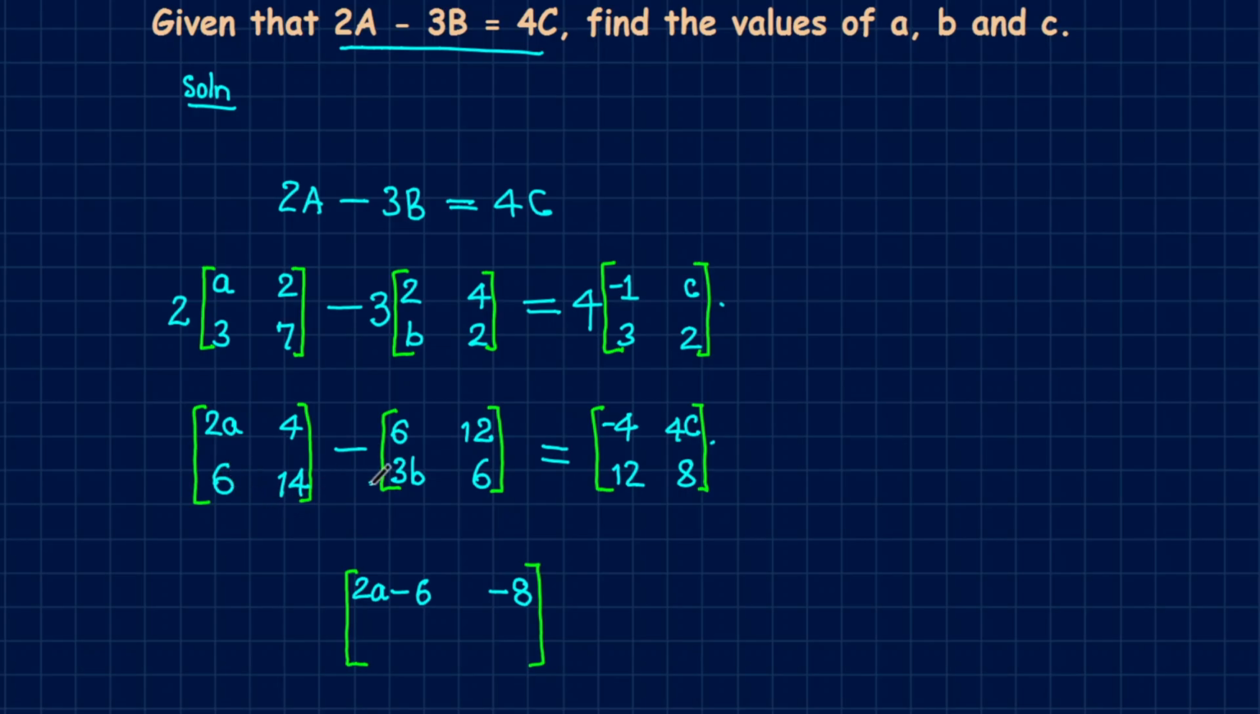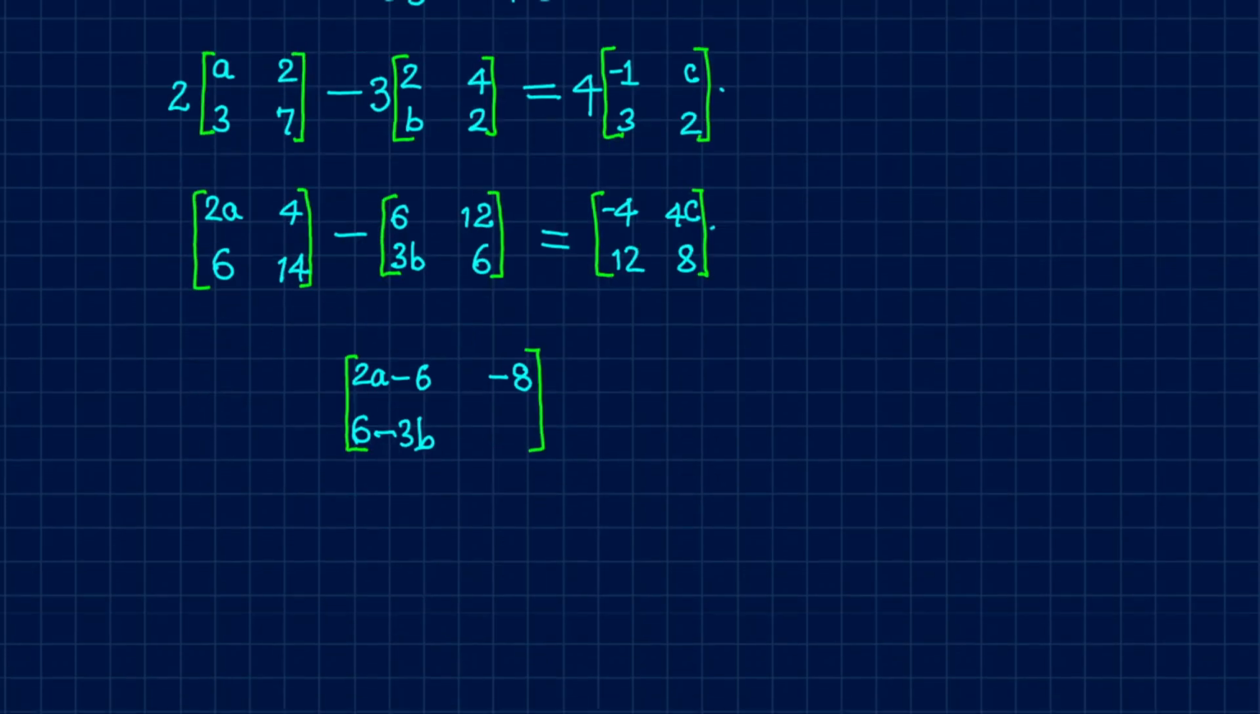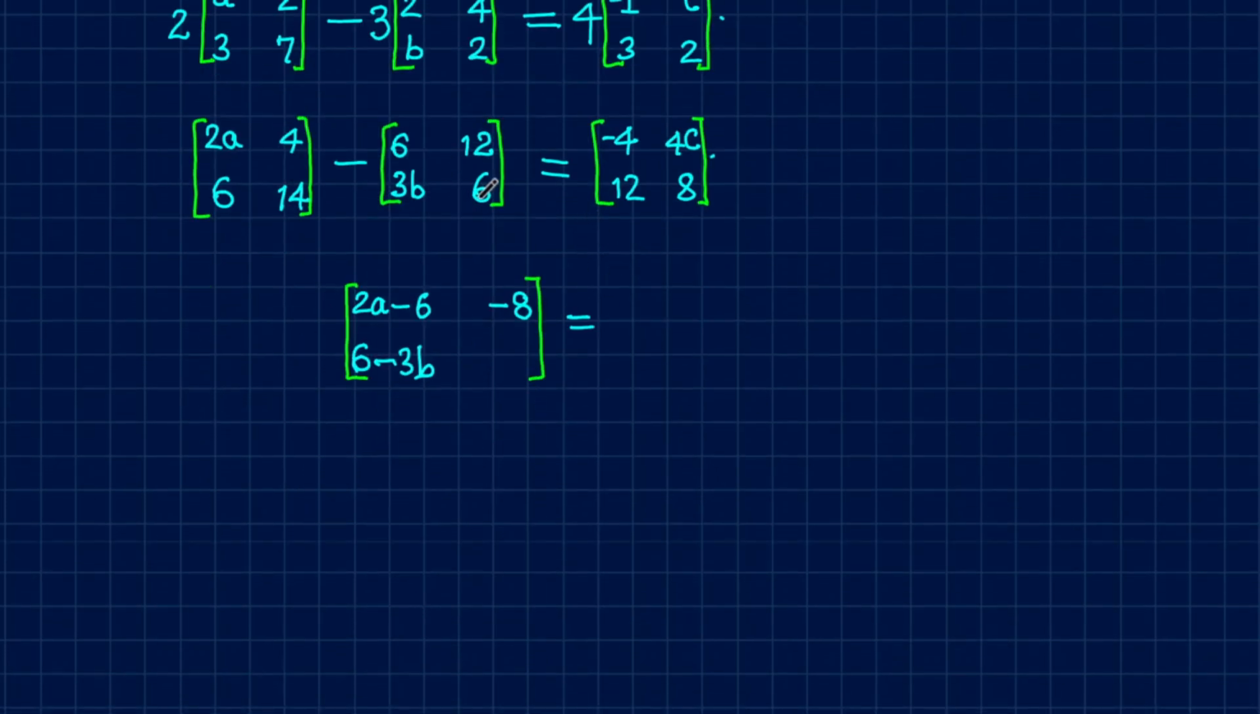So doing the same to this side here, the corresponding element of 6 is 3B. So we have 6 minus 3B. And we move to the last element here. So let's also do it here. So this is 14 minus 6, that is 8. So at this point, we just maintain everything the same, and we have our bracket here for our matrix. So the elements are negative 4, and here we have 4C, and here our 12, and lastly 8.